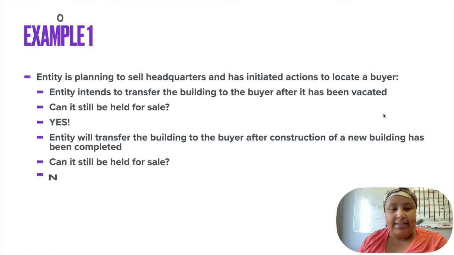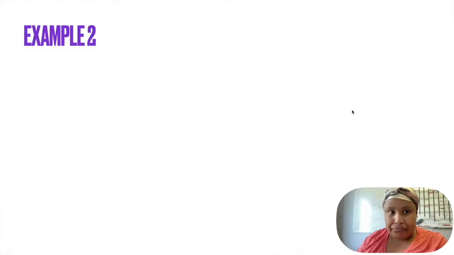Okay, and in this case, the answer is no. We cannot classify it as held for sale because it is not available for immediate sale. In order for it to be available for immediate sale, the construction of the new headquarters would have to be completed. Okay, moving on then to example 2.